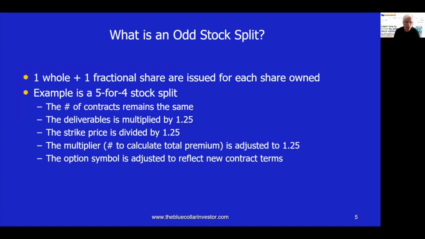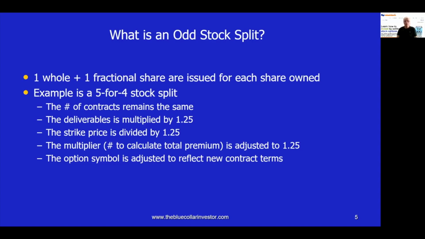Now, let's get a little tricky here because this usually throws everybody off. What is an odd stock split? Well, that's where one whole and one fractional share are issued for each share owned. So it's not just a whole share, additional whole shares issued, it's a whole share plus fractional shares. Let's use for an example a 5-for-4 stock split where the number of contracts will actually remain the same. Okay, so they're not doubled as they were with the even stock split.